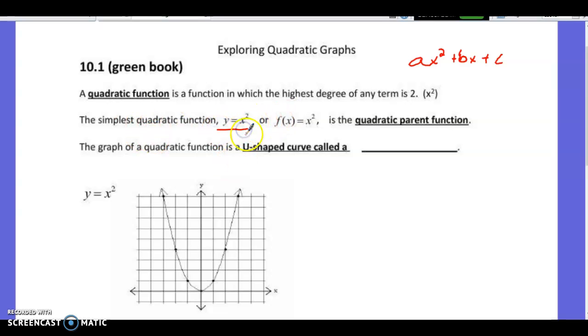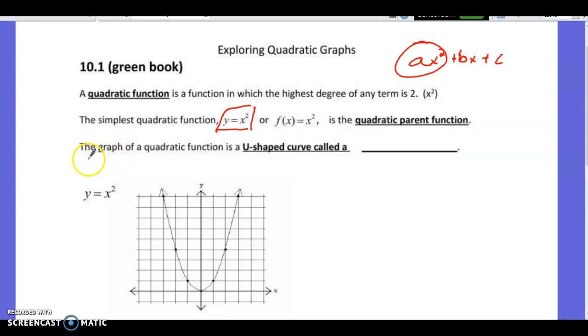The simplest form of a quadratic function is y equals x squared or something equals x squared. So just this part basically. That's going to be known as the quadratic parent function. A lot of times when we're talking about what the graph looks like, whether it opens up, down, narrow, skinny, we're comparing it to this quadratic parent function, which you see down here.